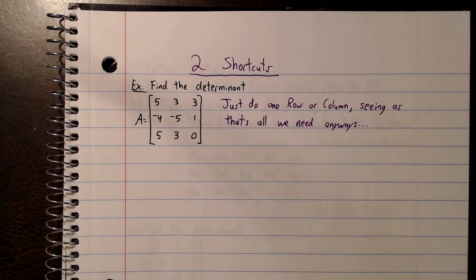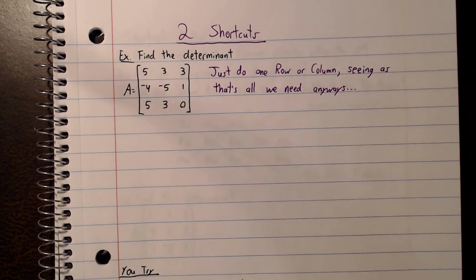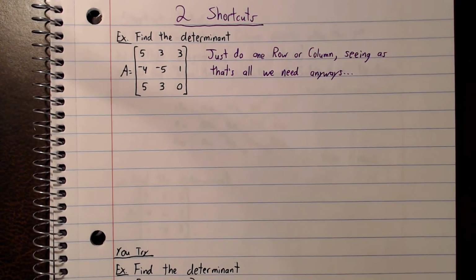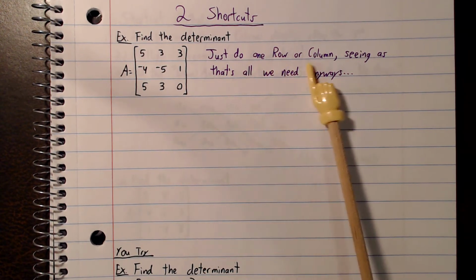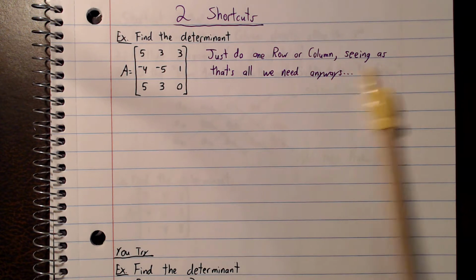We're going to learn 2 shortcuts. Okay, here's the first shortcut. The shortcut is just do one row or column, seeing as that's all we need anyways, right?